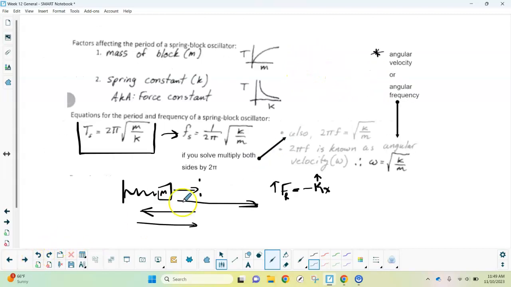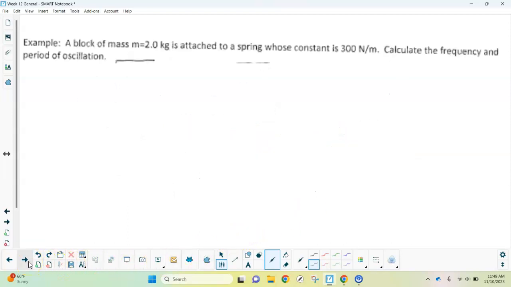There is also this idea of angular frequency. So 2 pi f, that's just omega. We established that on an earlier slide, and that's just equal to the square root of k over m. So if I multiply both of these sides by 2 pi, it would be 2 pi f equals the square root of k over m, and that's omega. So that's just another way you can work through these ideas. Omega is going to come up later in other situations.